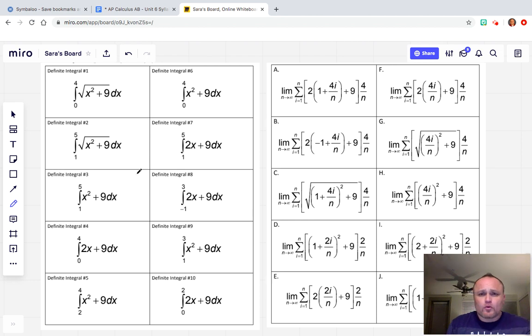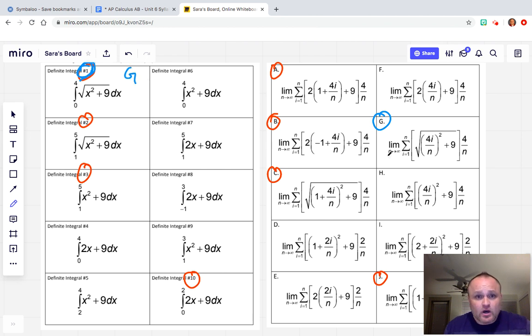Normally in class we would have cut these out like cards, and all you were going to do was match them up. So you have 1, 2, 3 all the way to 10, and then you have A, B, C all the way to J, and you just match which one goes with what. For instance, let's find which one of these letters goes with this first definite integral, number 1. The answer is actually G.